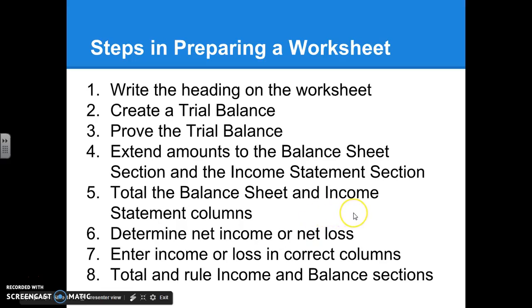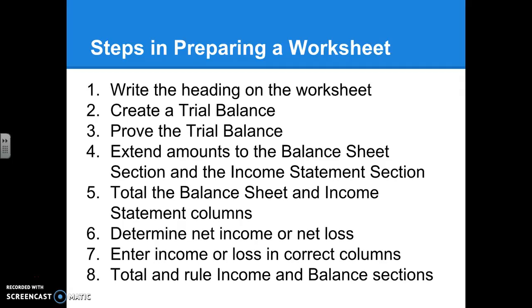When it comes to preparing a worksheet, there are a number of steps to follow. The first one is to write the heading on the worksheet. We will go through examples of how to do this in some of our demonstration problems. Then there's going to be a trial balance column, where we're going to list all of the accounts and their balances, whether they are debit or credit side balances. We will then prove the trial balance and determine that our debits equal our credits. If at any time our debits do not equal our credits, we have to go back and find our error before moving forward.